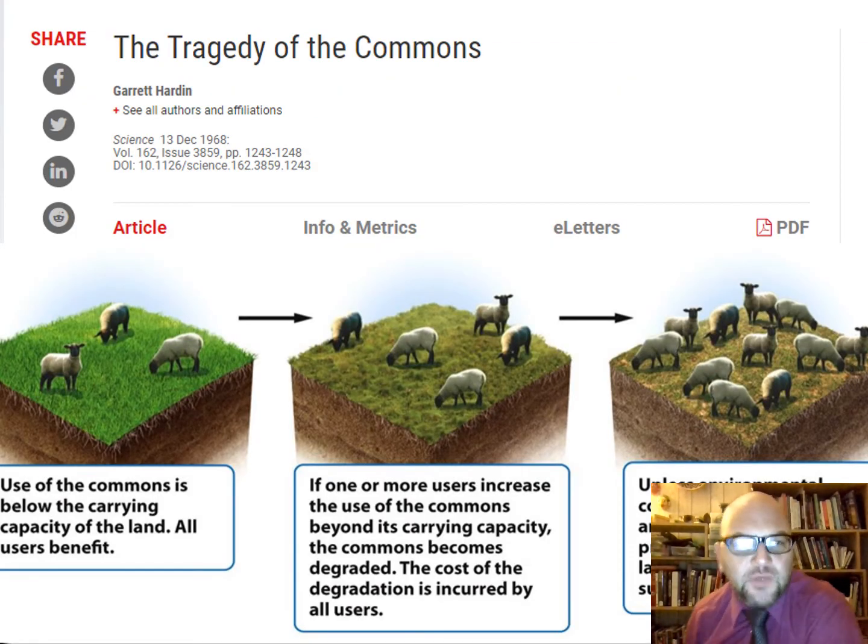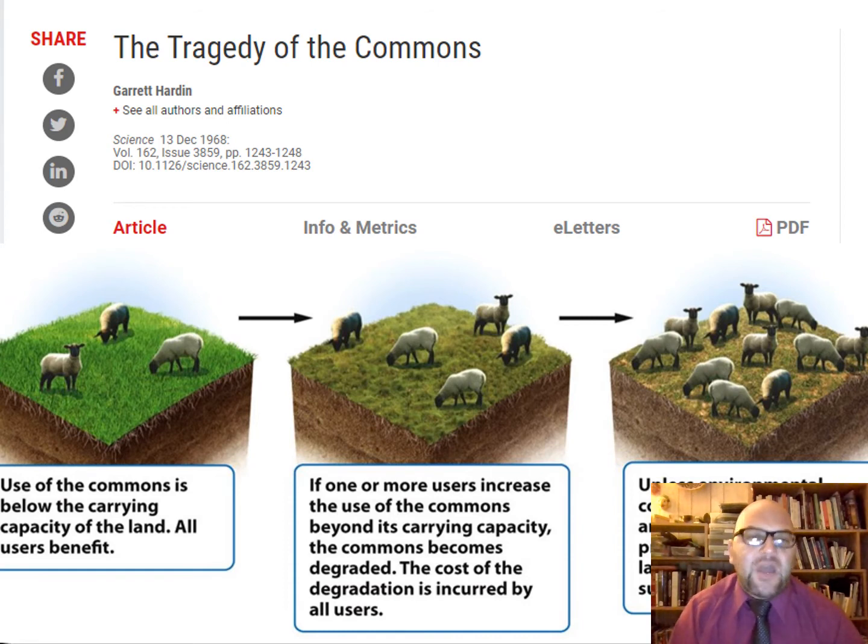I want to speak really briefly about the tragedy of the commons here, which is an article that was written in the 1960s by a guy named Hardin. This is an idea and a paper that has been wildly influential on both economics and agricultural studies, and it has some pretty serious flaws to it.